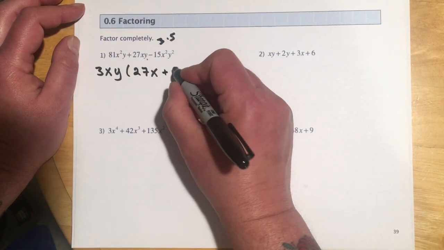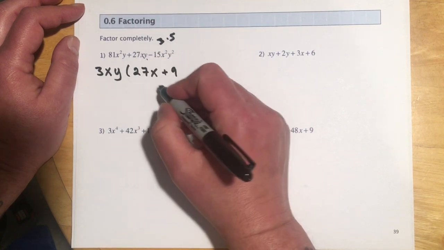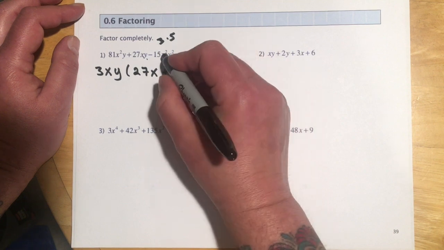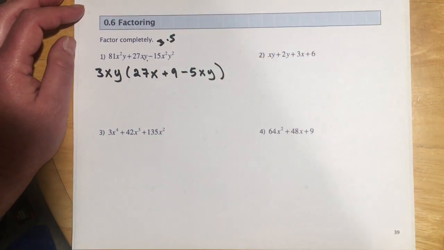3 into 27 makes 9, and the xy came out, so you can see if I distribute back, I get this. 3 times 5 would make the 15, and taking one each out on the x and the y, so it leaves an x and y behind.